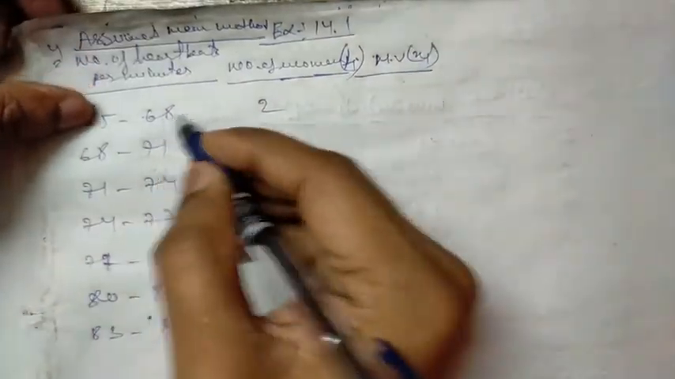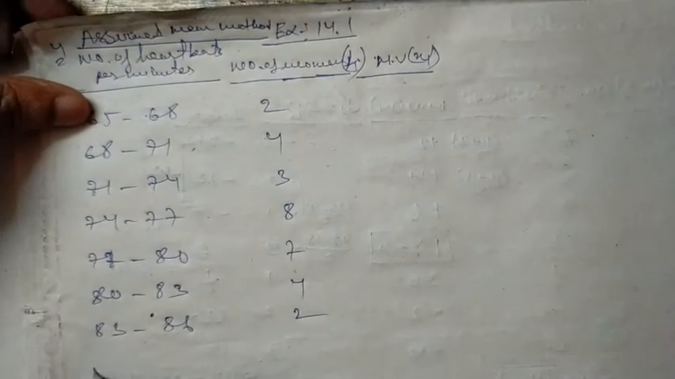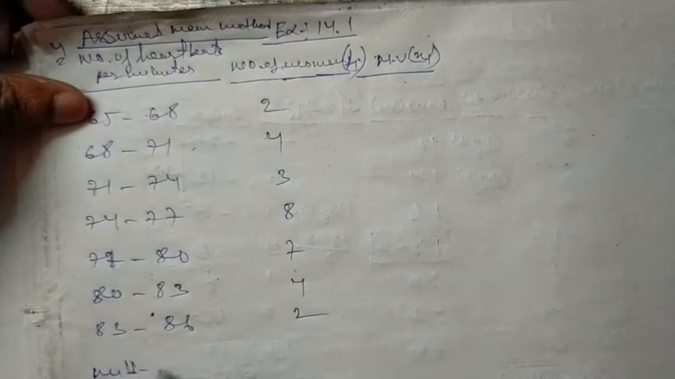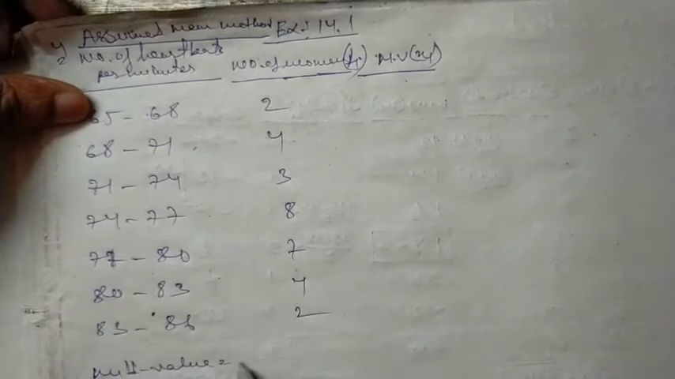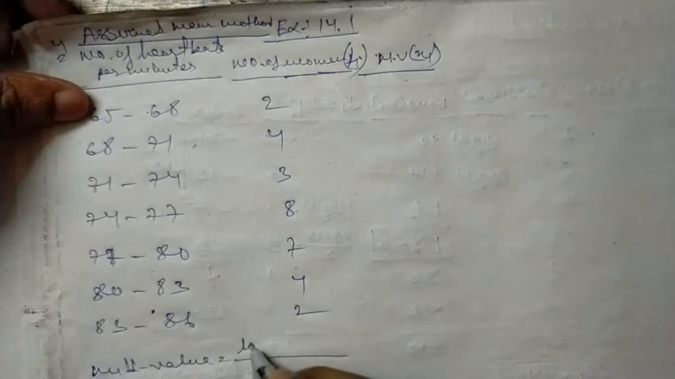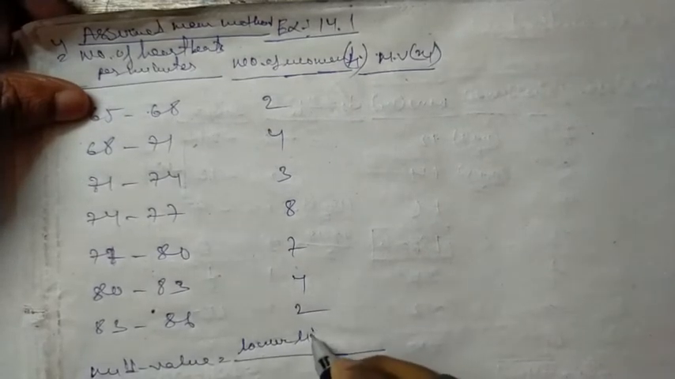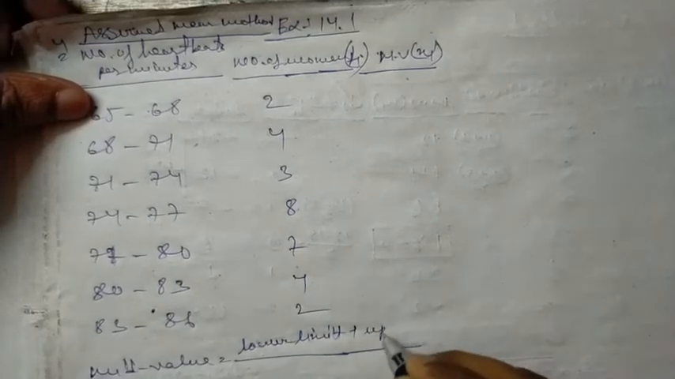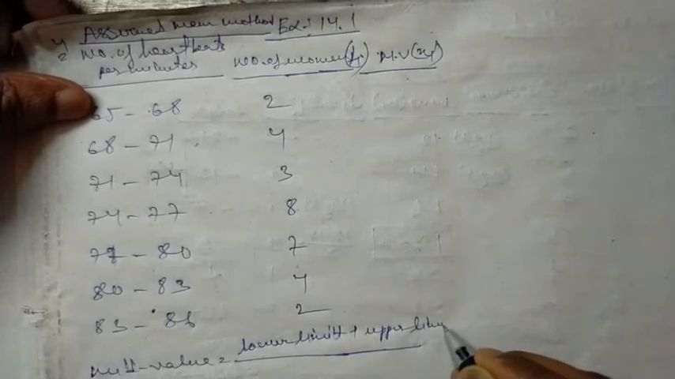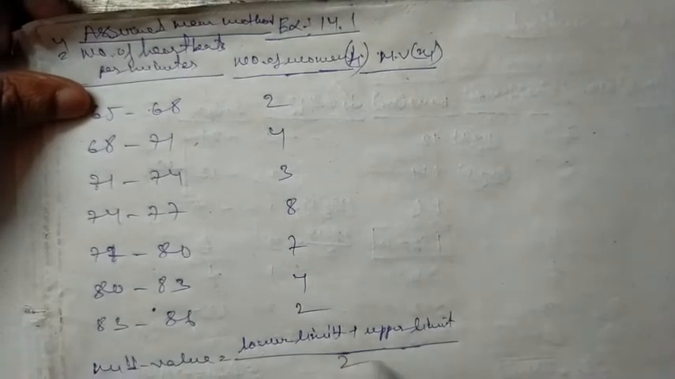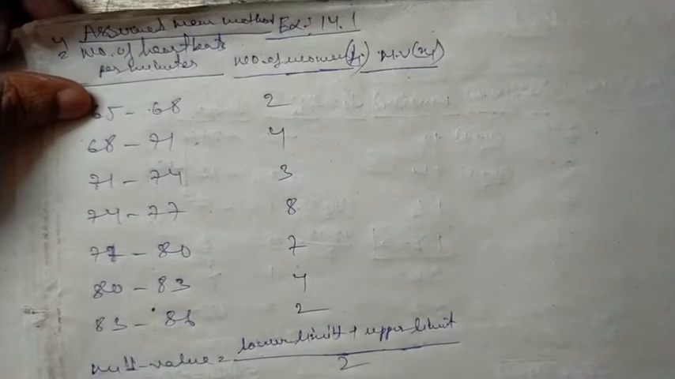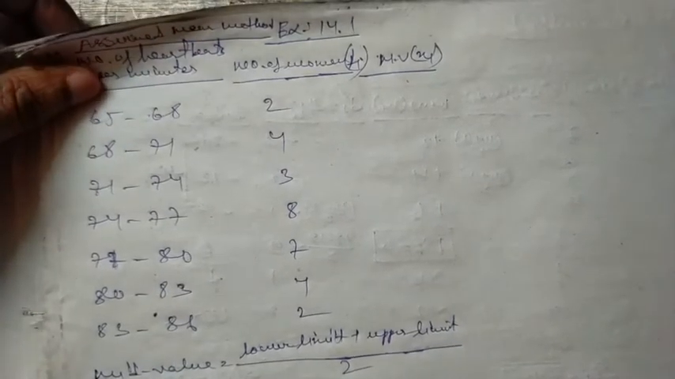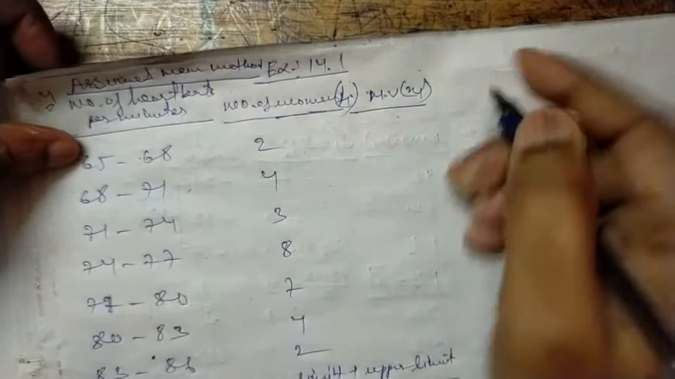So how can we find the mid value? As we know, the mid value formula is lower limit plus upper limit, divided by 2.